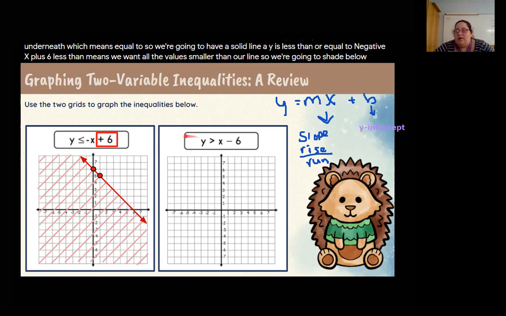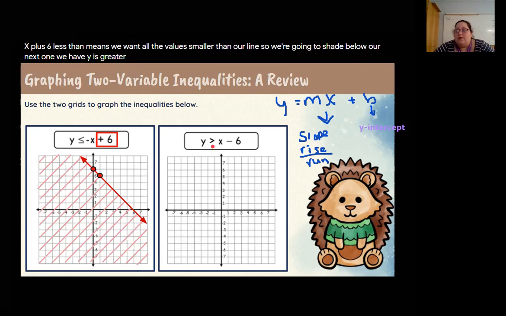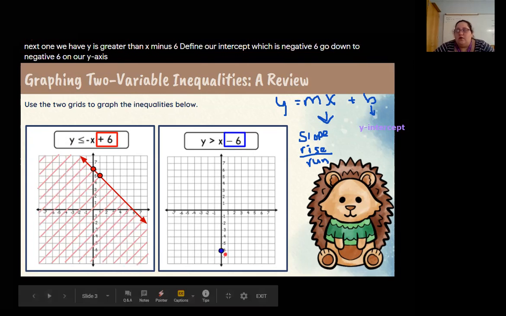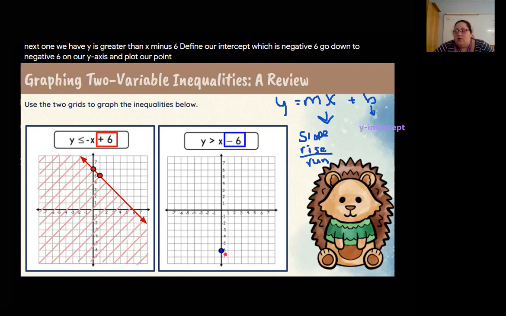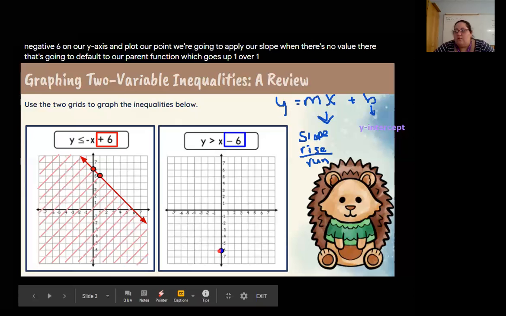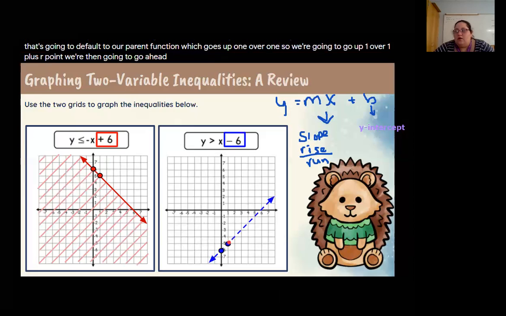Our next one, we have y is greater than x minus 6. We find our intercept, which is -6. We go down to -6 on our y-axis and plot our point. We're going to apply our slope. When there's no value there, that's going to default to our parent function, which goes up 1 over 1. So we're going to go up 1 over 1, plot our point. We're then going to go ahead and make our line.